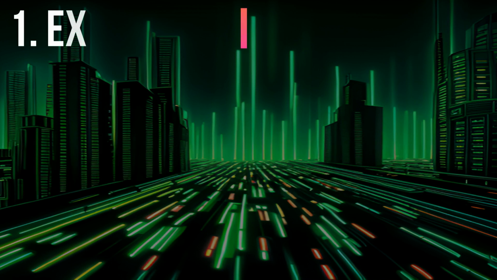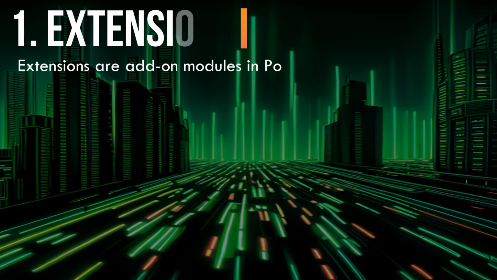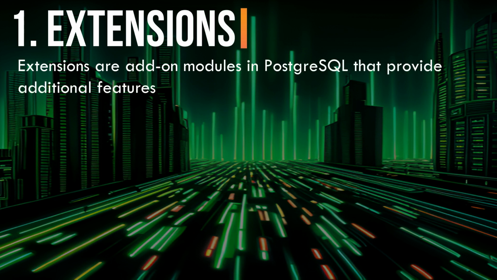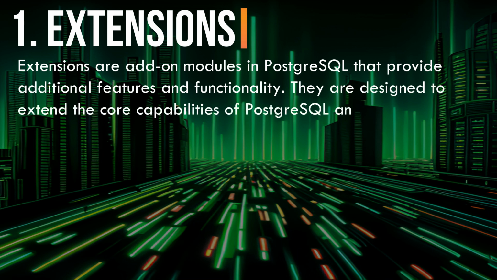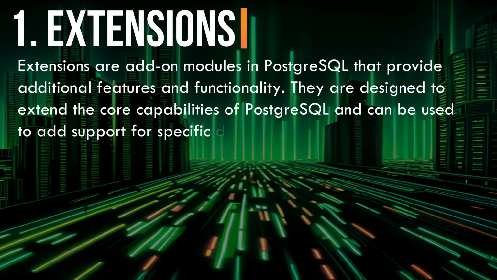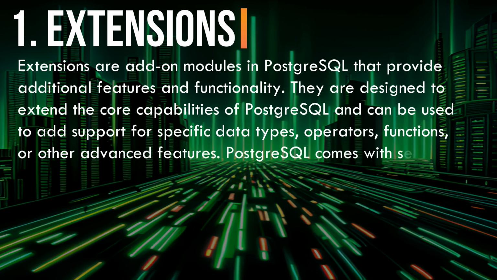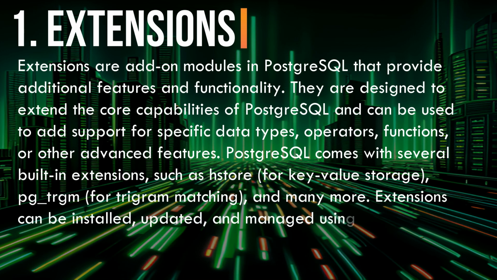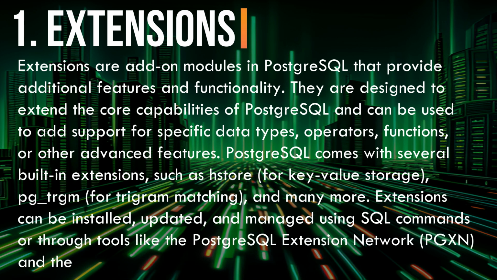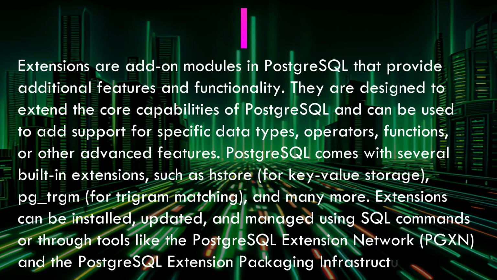1. Extensions. Extensions are add-on modules in PostgreSQL that provide additional features and functionality. They are designed to extend the core capabilities of PostgreSQL and can be used to add support for specific data types, operators, functions, or other advanced features. PostgreSQL comes with several built-in extensions, such as hstore, for key-value storage, pg_trgm, for trigram matching, and many more. Extensions can be installed, updated, and managed using SQL commands or through tools like the PostgreSQL Extension Network, PGXN, and the PostgreSQL Extension Packaging Infrastructure, PGXPI.